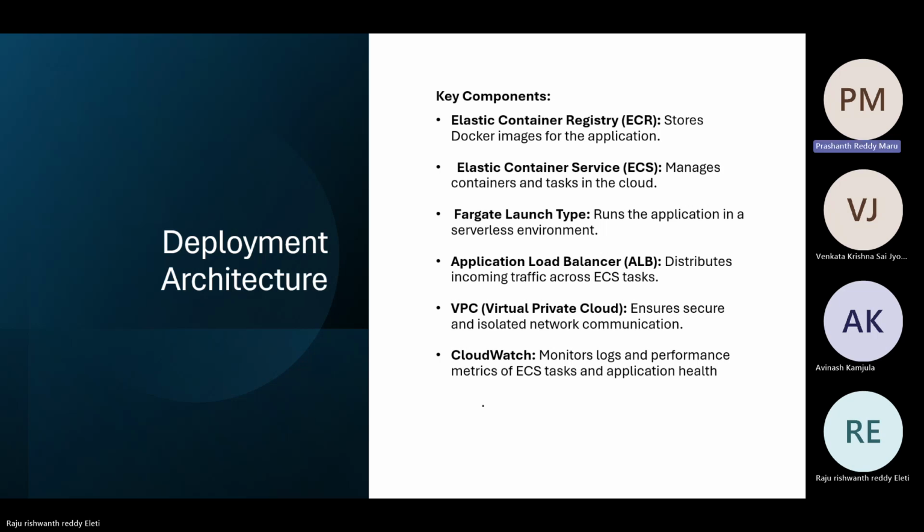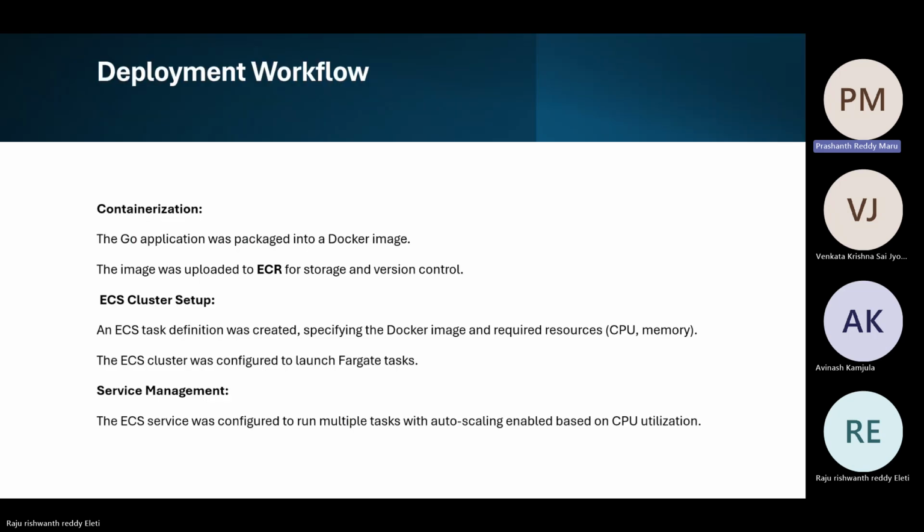VPC, as we all know, is a virtual private cloud from the AWS environment, which is the default. There is a default VPC running behind our application, which is enclosed in the VPC, which is very secure for us. CloudWatch, as usual, monitors the logs and performance metrics of the ECS tasks and application. It ensures that the applications are healthy, so that when the user sends a request, they will deliver the correct response. The next part will be told by my friend.